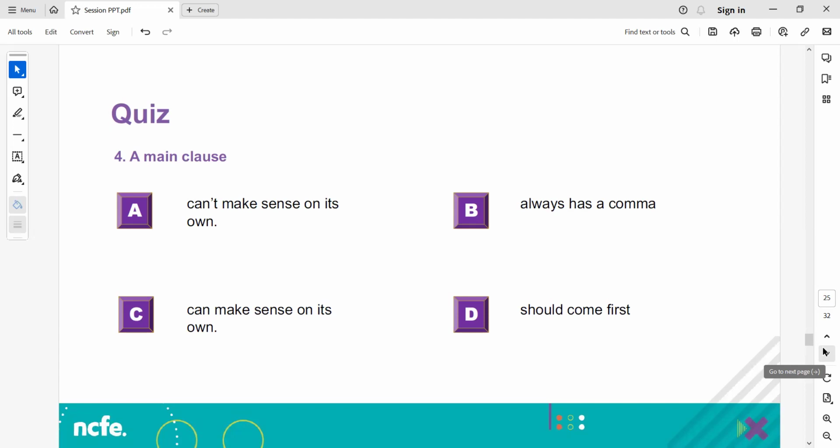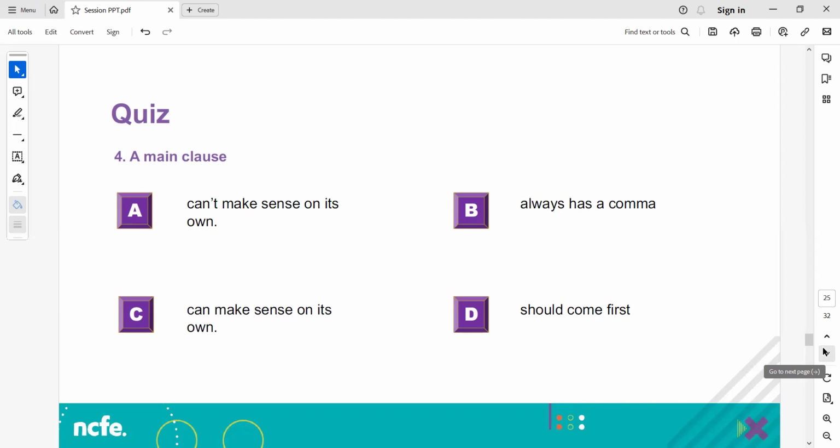So the main clause can't make sense on its own, always has a comma, can make sense on its own, or should come first. A. So B, always has a comma. If you cast your mind back to the video, we were told that we don't always need a comma. If the information added in the subordinate clause is needed for our understanding, then it wouldn't use a comma.